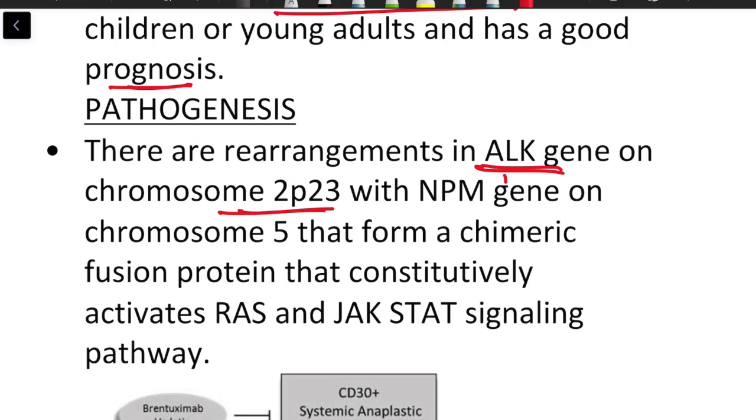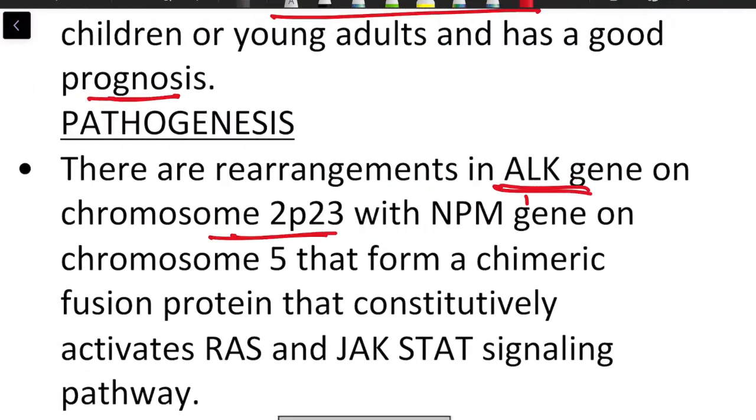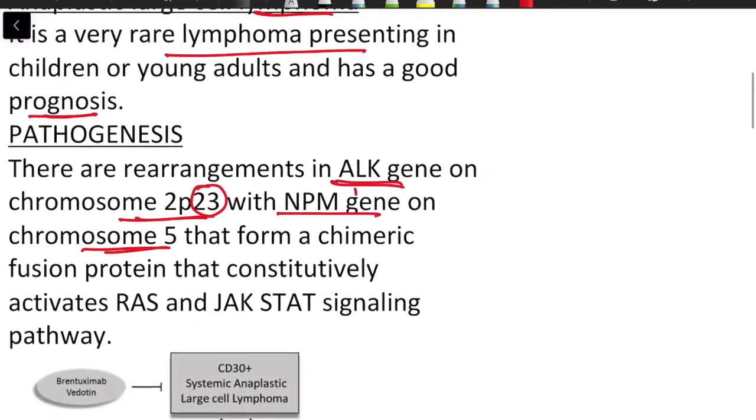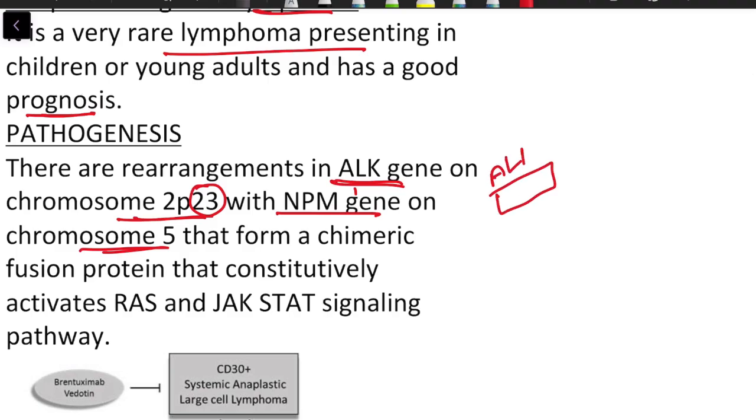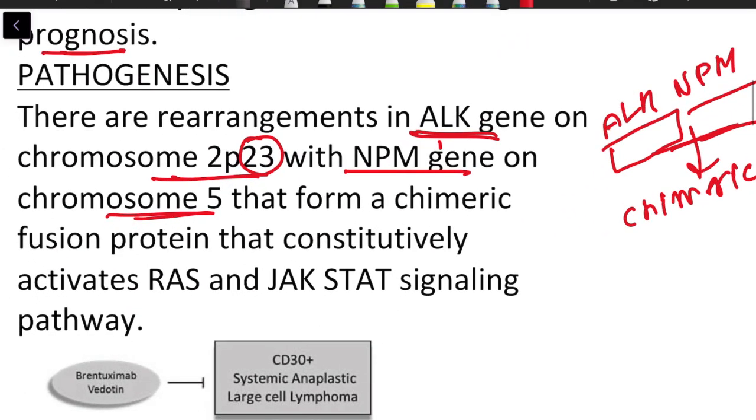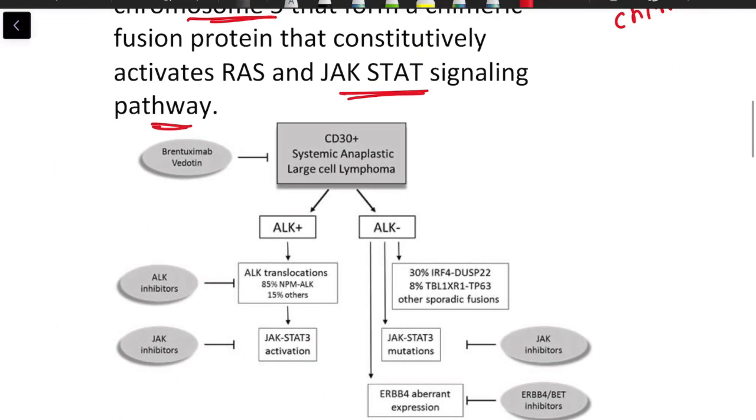Here p stands for the short arm of the chromosome, so chromosome number 2, the short arm, and this is the coding region basically. So what happens is that this ALK gene is translocated to the NPM gene, which is present on chromosome 5, and this creates a chimeric gene, a hybrid gene, ALK-NPM. They constitutively produce a chimeric protein which activates RAS and the JAK-STAT signaling pathways, which are part of the signaling of many growth factors and receptors.